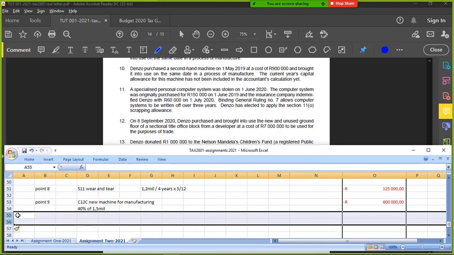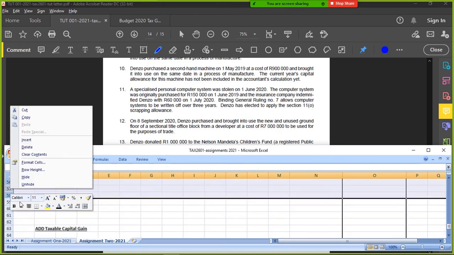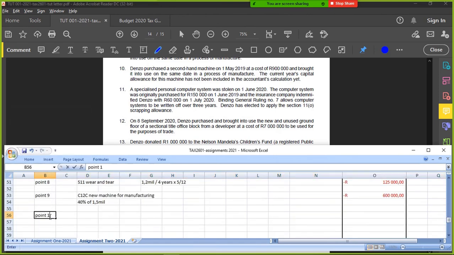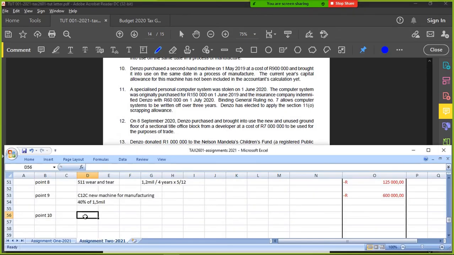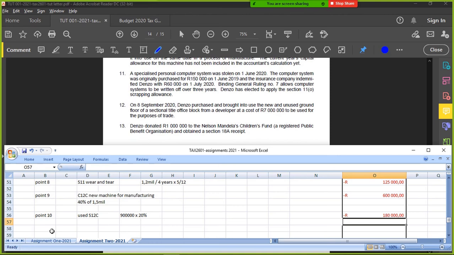We're running out of space again, so let's add more lines. Point 10. D purchased a second-hand machine on the 1st of May, costing 900, brought into use in the process of manufacturing. The current year's capital allowance for the machine has not been included. Again, section 12C, but this is used, so 20% per annum. Do you see that? Yes. 900,000 times 20%, minus 180.